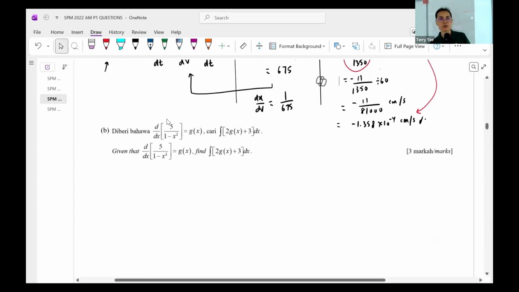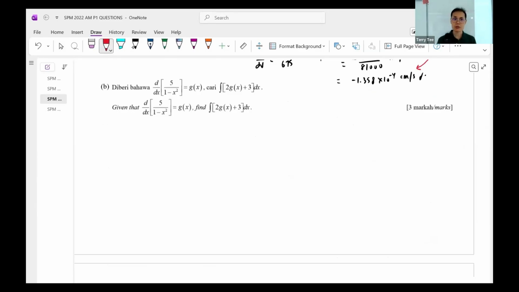Okay, moving on to part B. This is Form 5, Chapter 3, integration. So please don't go and differentiate. Because some people look at this and differentiate, then they try to use the result to integrate. No need. It's only 3 marks. We want to use the result.